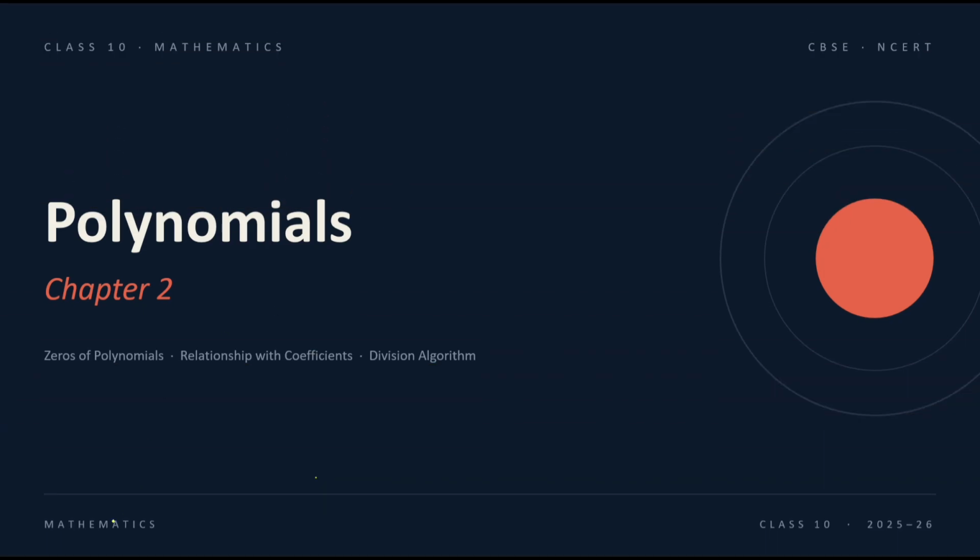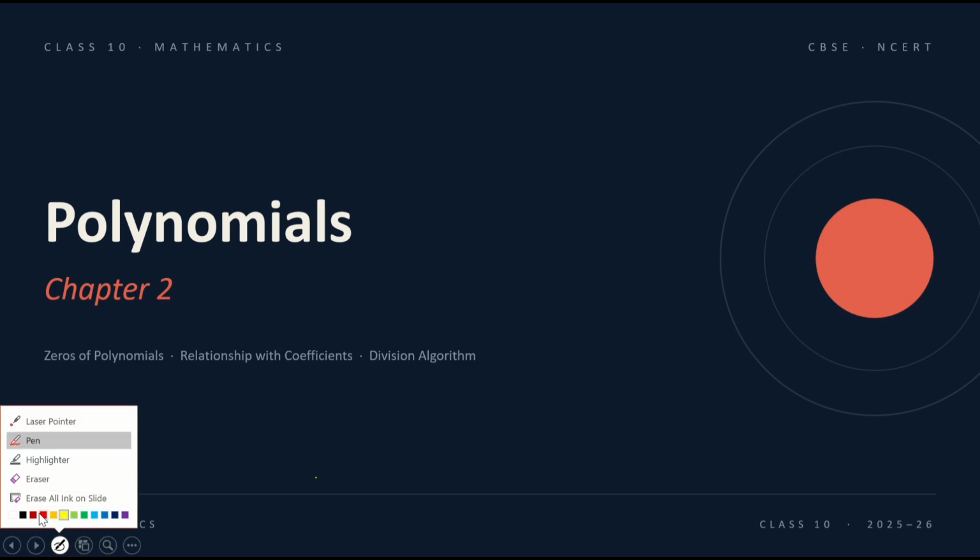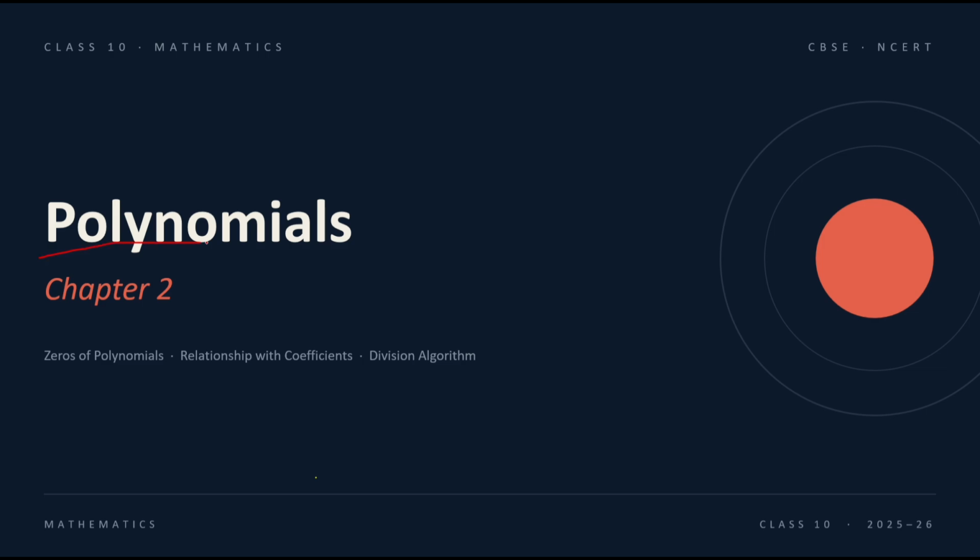In this video, we will learn about Chapter 2 of Class 10 mathematics, that is Polynomials. In this chapter, we will learn about the zeros of a polynomial, the relationship with coefficients, and the division algorithm.